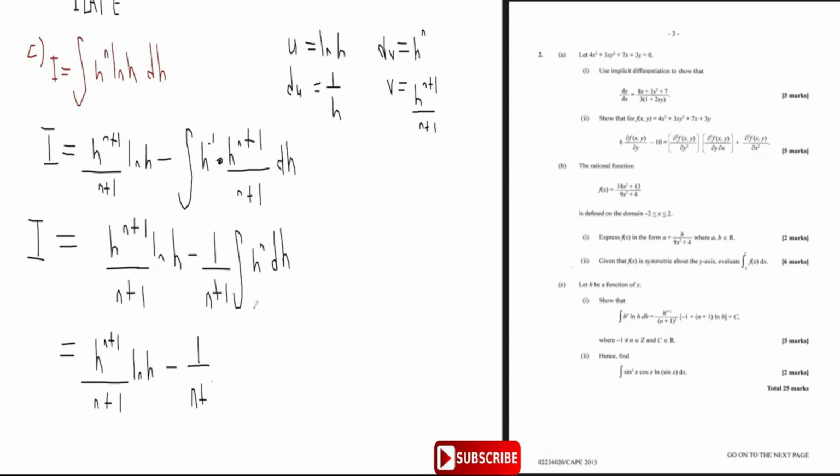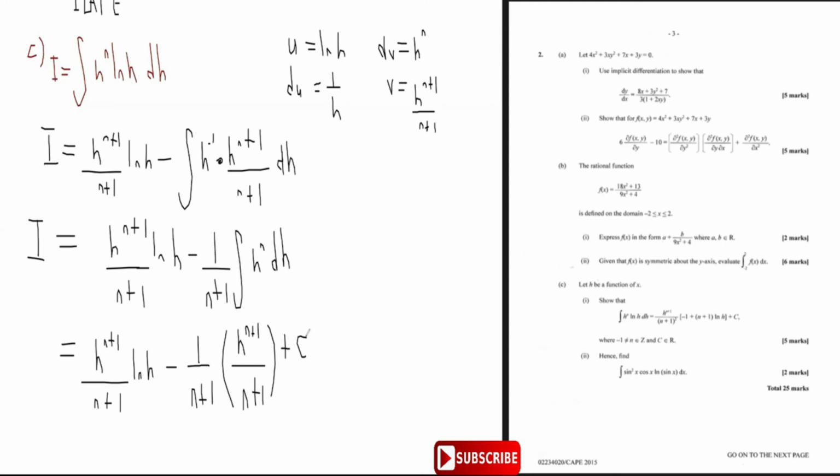minus 1 over n plus 1 times, when I integrate h to the n plus 1, what I'm getting is add 1 to the power, so I get h to the n plus 1, then divide by the power. And then when you integrate, you always put plus your constant, plus c. Nice. So that is what that works out to be.